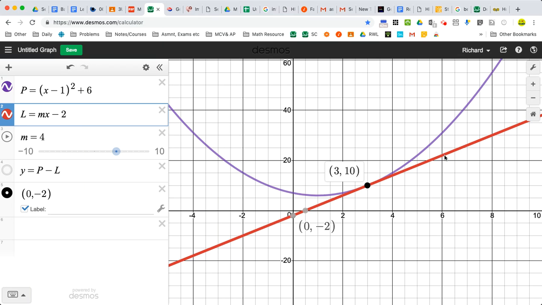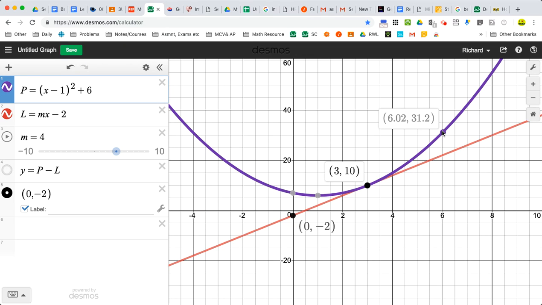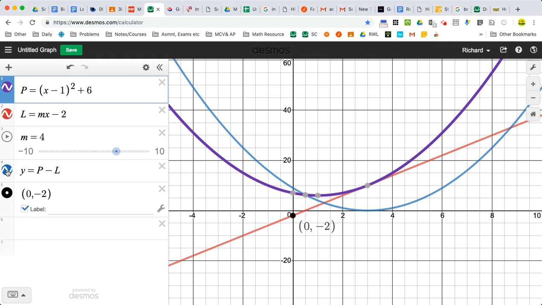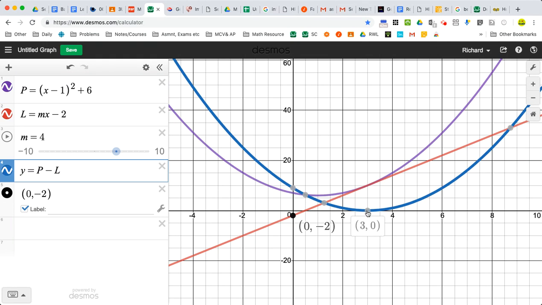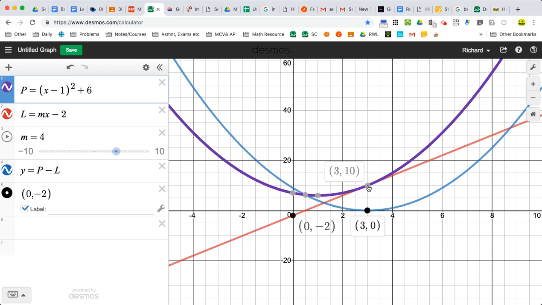As we move to the right, let's look at x = 6. At x = 6, it looks like the height is about 22 on the red line, and the height is 31 there. So it's about 9 higher. So the distance between is 9 here. Well, let's graph the distance between line. There it is right there. Okay, it's blue. And notice that in the same location where we have the point of intersection, that's where the distance between is 0.